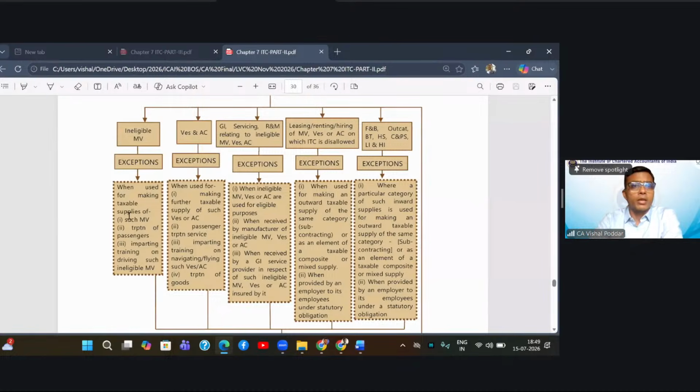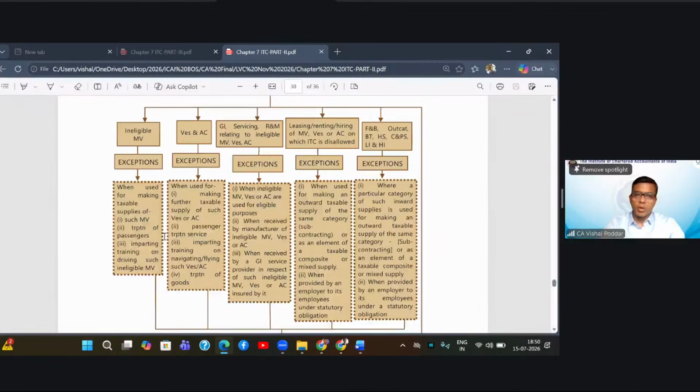Like motor vehicle, your business is actually selling the motor vehicle. Your business is transporting passengers, so you are using the motor vehicle as a source of your business, source of your earning. You are using the motor vehicle for giving training. So where your business is dealing in motor vehicles, you are supplying, selling them. Your business is transporting passengers, so you are into tours and travels business, or your business is providing training. In all these cases, the credit of the motor vehicle will be allowed, even though 17.5 says block.